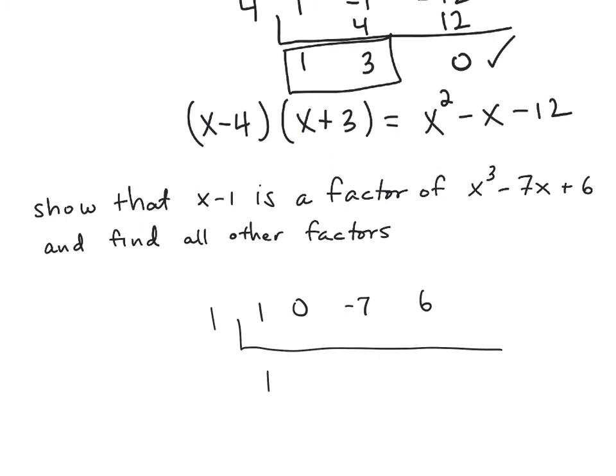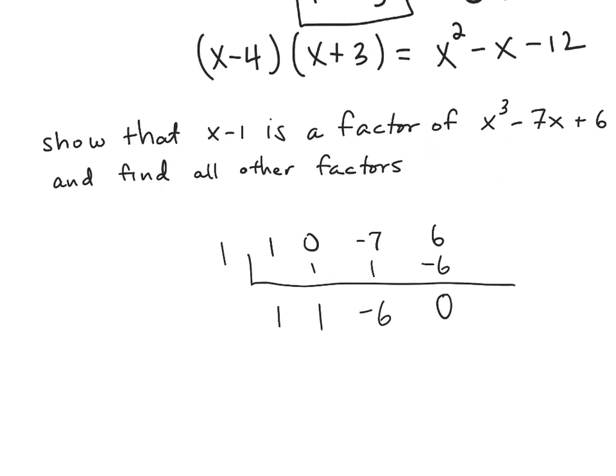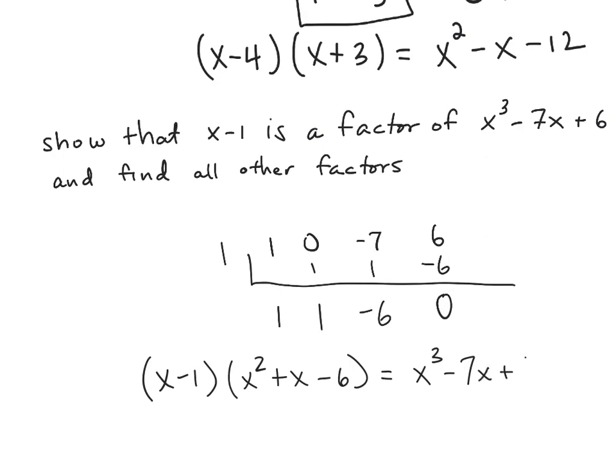1 times 1 is 1, then we add, and then 1 times 1 here is 1, and then we add. 1 times negative 6 is negative 6. We add and get a remainder of 0. So what we know now is x minus 1 is a factor, and this is the other factor right here. The quotient is also a factor, and this quotient is x squared plus x minus 6. And this is all equal to the original polynomial here.